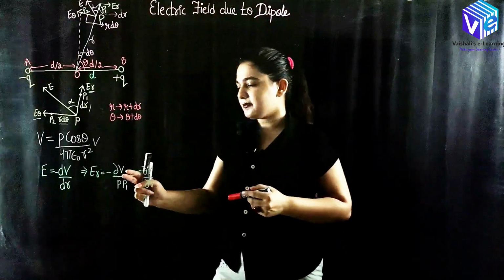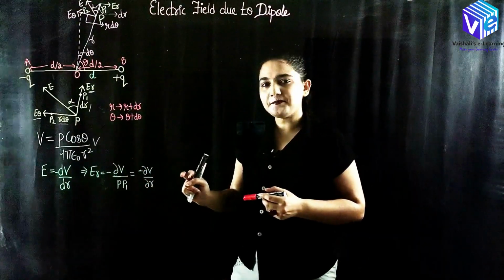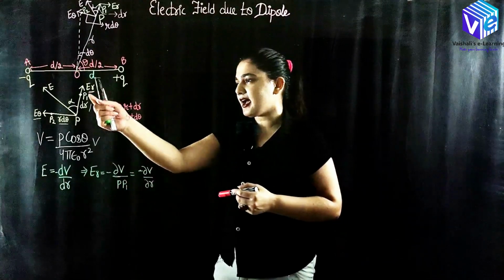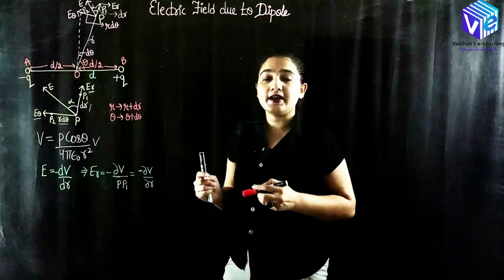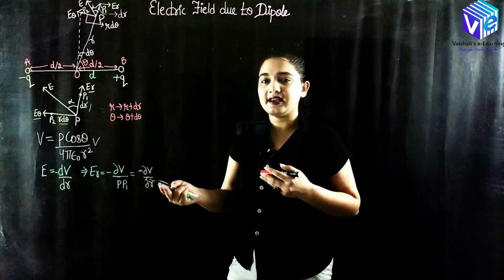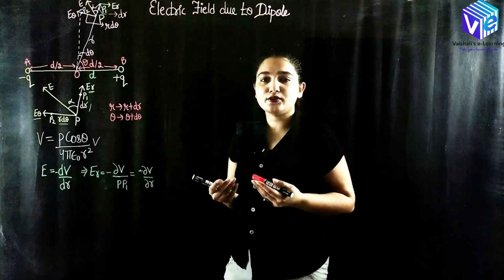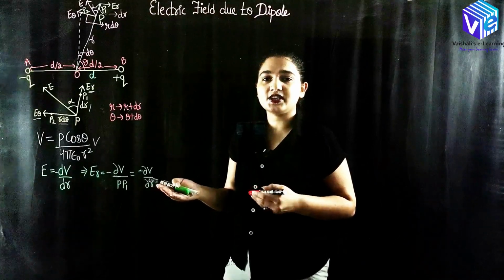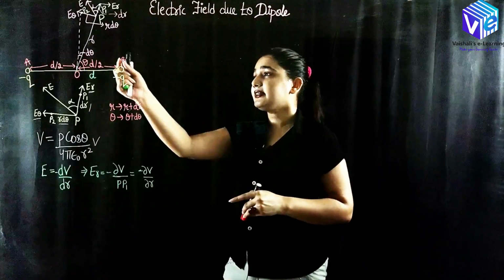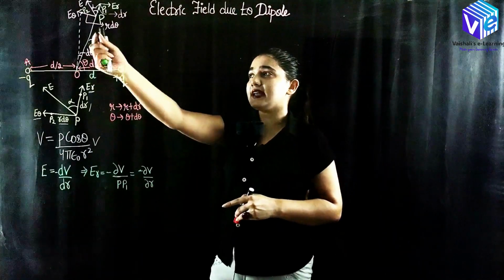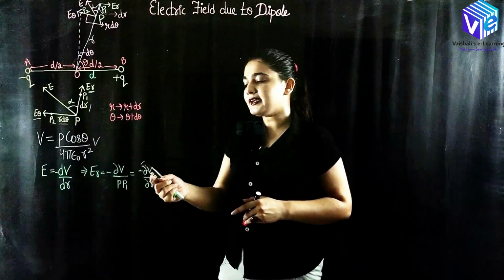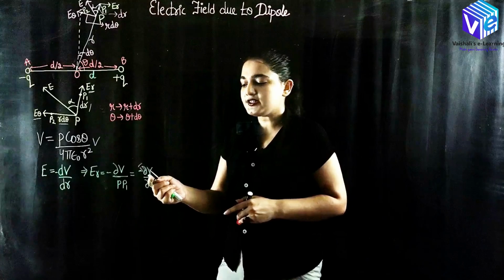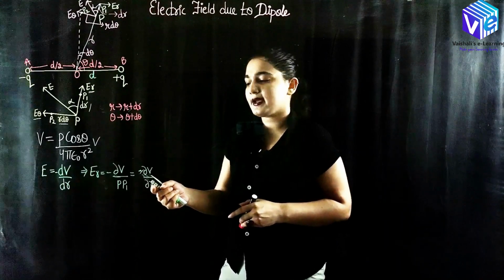ER is given by minus of del V upon PP1. What is PP1? I know it is del R. So it is given by minus del V by del R. Why have I taken del? Why is it not differentiation only? Why is it partial differentiation? Because our theta is not changing. We are taking theta as the constant on PP1. So I will be taking theta terms as the constant and I will be differentiating with respect to R only.